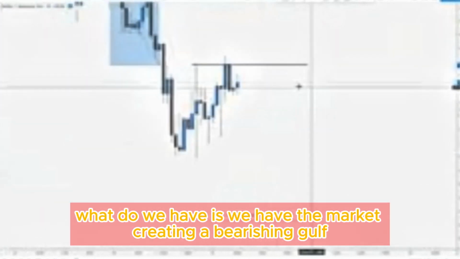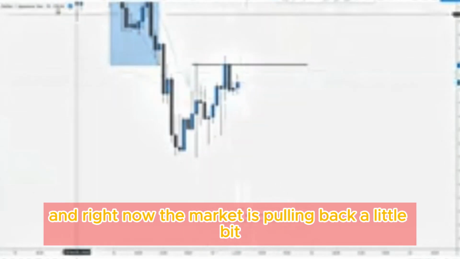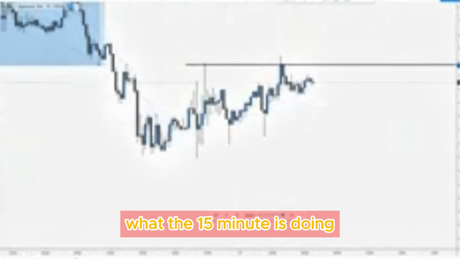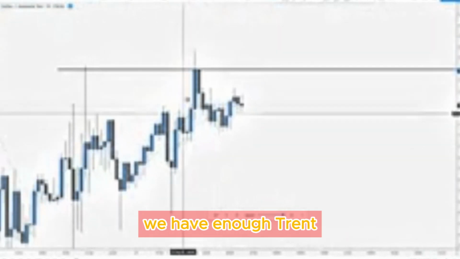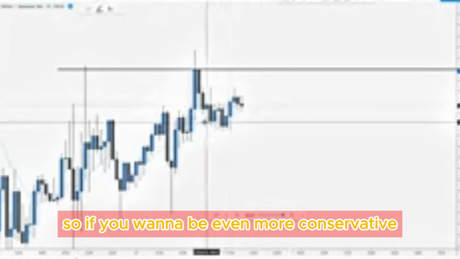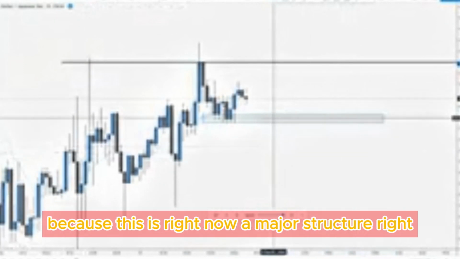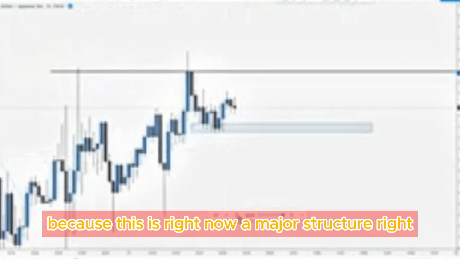What do we have? We have the market creating a bearish engulf, and right now the market is pulling back a little bit, so we have the confluences with what the 15-minute is doing. We have an uptrend, and then we have a little bit of a minor structure changing. If you want to be even more conservative, we can wait for a break of the major structure, because this is right now a major structure, right?